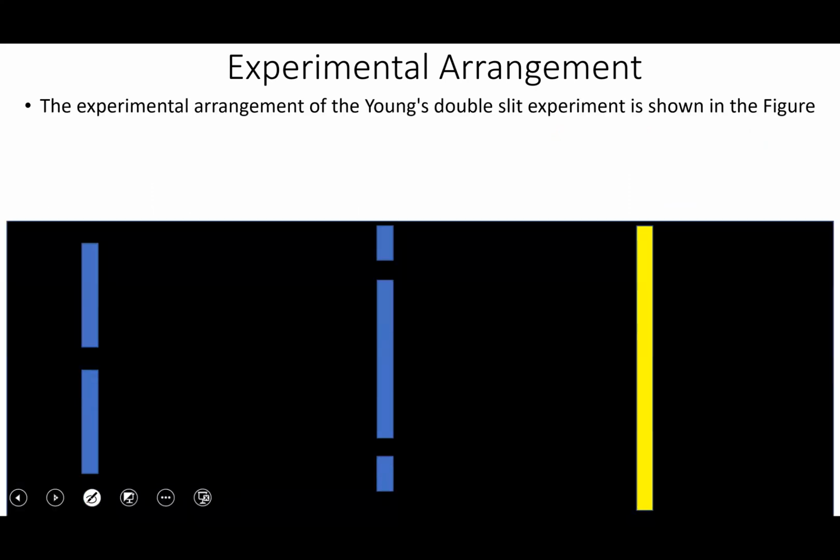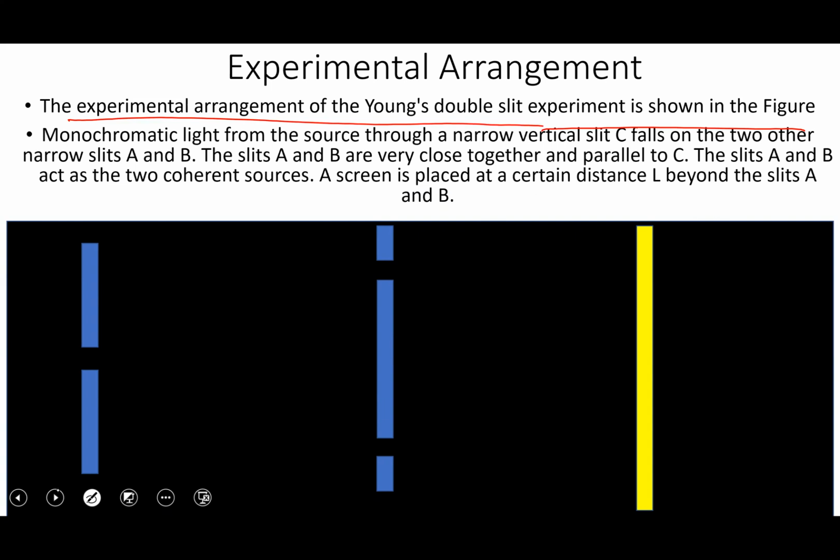Now let us understand the experimental arrangement which he took. The experimental arrangement of Young's double slit experiment is shown in the figure. As we can see, in this case, the monochromatic light from the source through the narrow vertical slit C falls on the other two narrow slits A and B. Here is the source, and light comes from here from point C and enters into these two slits A and B.